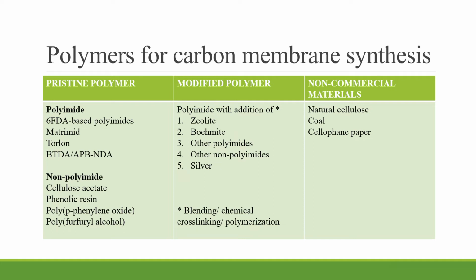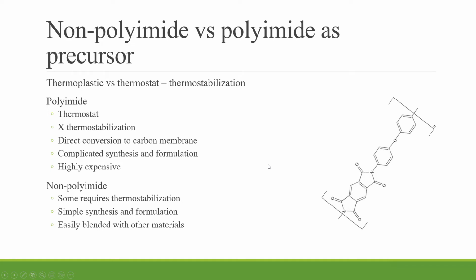Okay, it depends on the purpose of the use of the carbon membrane and the separation. For non-commercial materials, we have natural cellulose, coal, and cellophane papers that can be easily obtained from the market. When we go further, we can see that there are great differences, because there are groups that widely use polyimide as a precursor and non-polyimide as a precursor. Basically, this is about the thermoplastic and thermoset division.